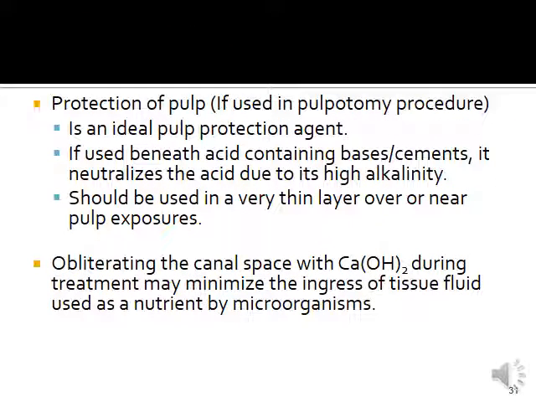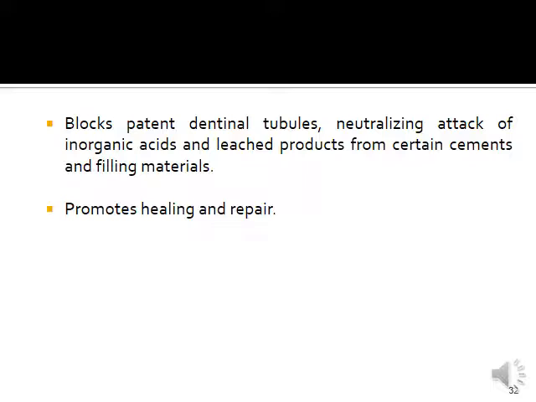It is an ideal pulp cap protection agent. If used beneath acid-containing base cements, it neutralizes the acid due to its high alkalinity. It should be used in a very thin layer over or near the pulp exposure. Obliterating the canal space with calcium hydroxide during treatment may minimize the ingress of tissue fluid used as a nutrient by the microorganisms. In dentinal tubules it neutralizes attack of inorganic acids and leached products from certain cements and filling materials. It promotes healing and repair.